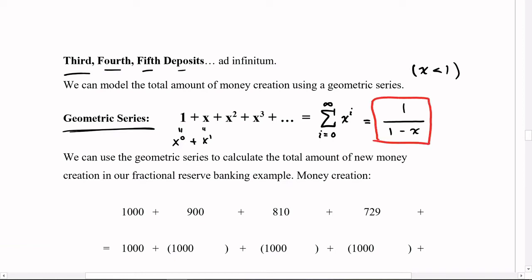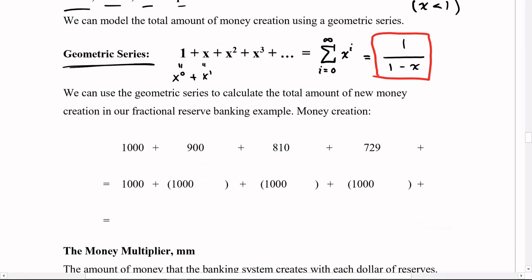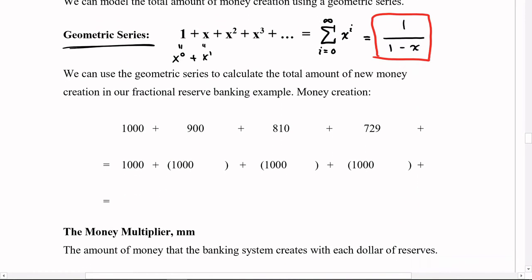And with this, we can actually calculate the total amount of new money created in the economy through the banking system after one deposit. As we saw, the first deposit, we have $1,000 in the banking system. Second deposit, $900 of new money. Third deposit, $810 of new money. If you calculated it out, the next deposit would give us $729, and so on and so forth out to infinity.